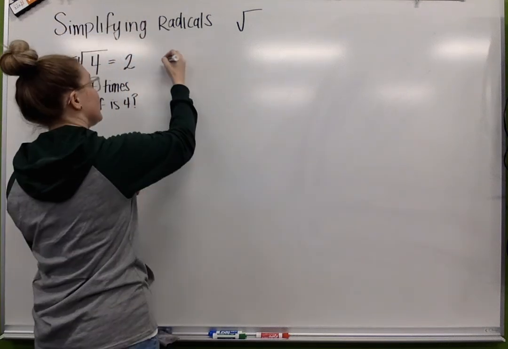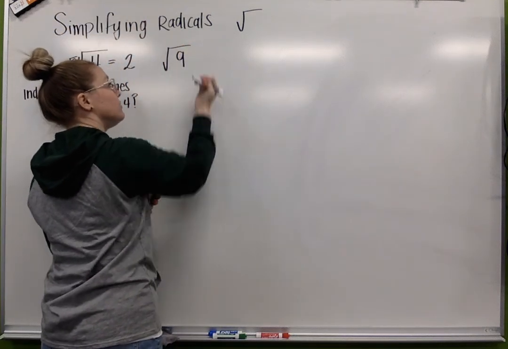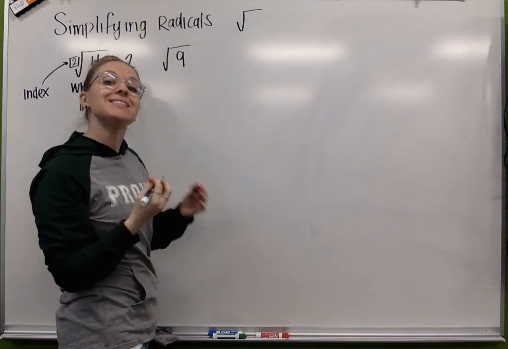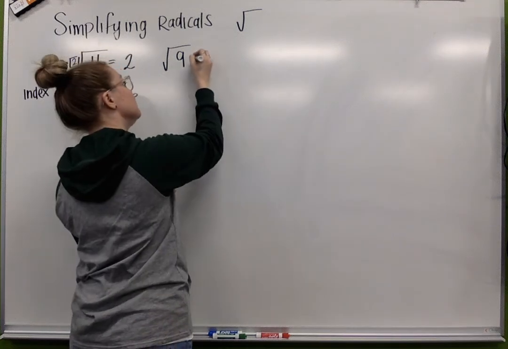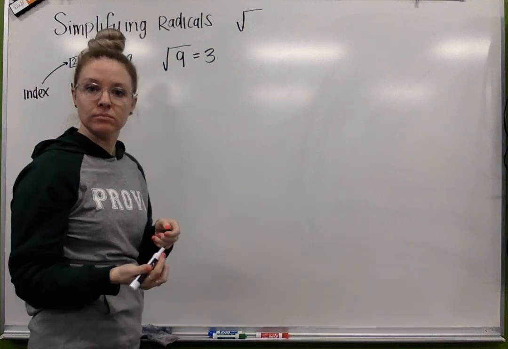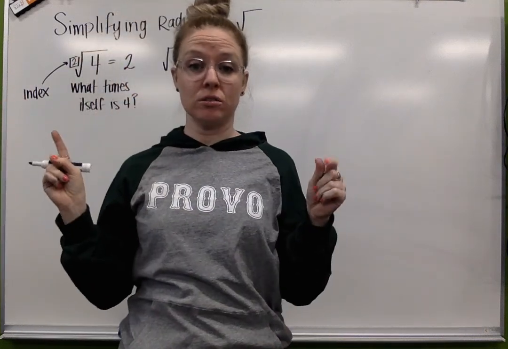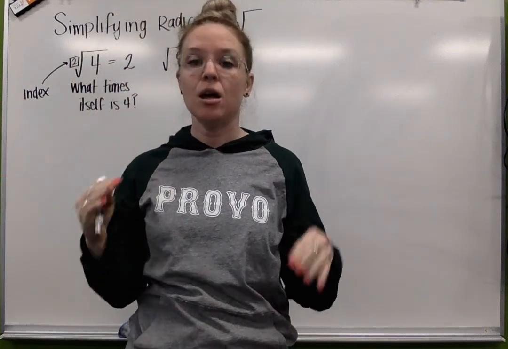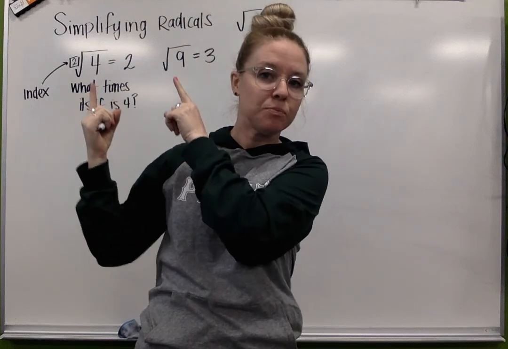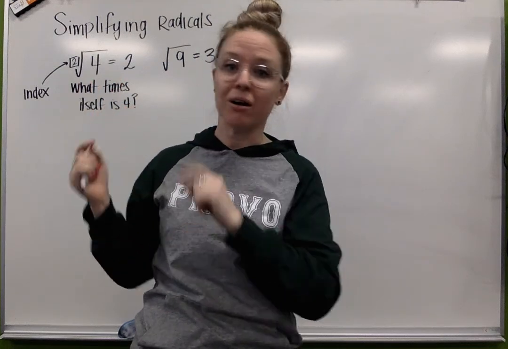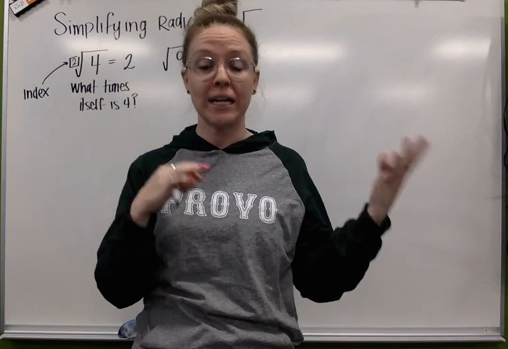Same idea, we could look at the square root of 9. The square root of 9, what times itself is 9? Well, that's 3. We just simplified 2 radicals. That's really straightforward, basic. But what happens if we're not dealing with these perfect squares? So our number isn't a nice whole integer.